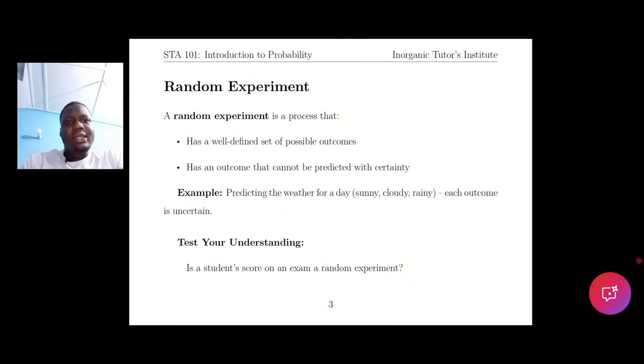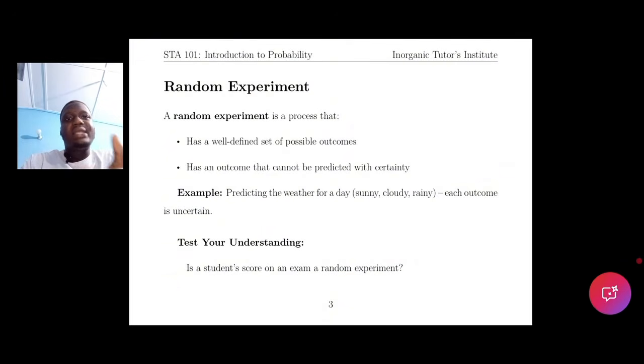Okay, so a student's score would definitely be a random experiment. Why? Because first, we know the outcomes of the exam that the student is going to take. If the exam is out of 60, then the possible outcomes are 0, 1, 2, 3, 4, up to 60 over 60. Those are the set of possible outcomes after taking an exam.